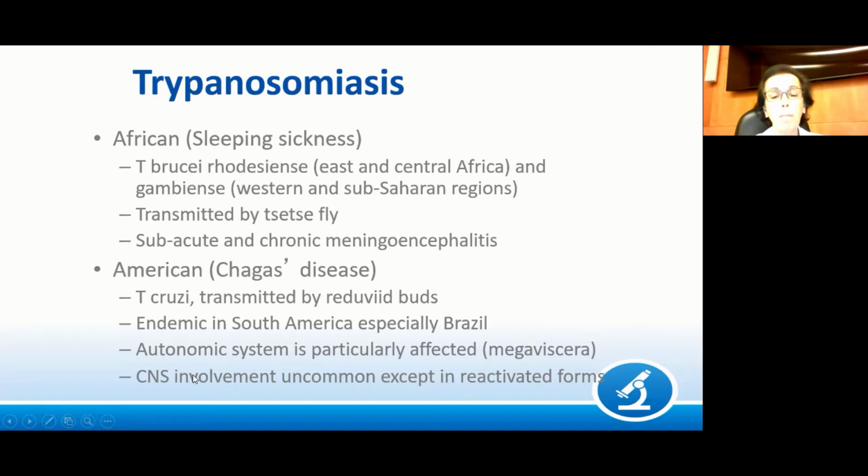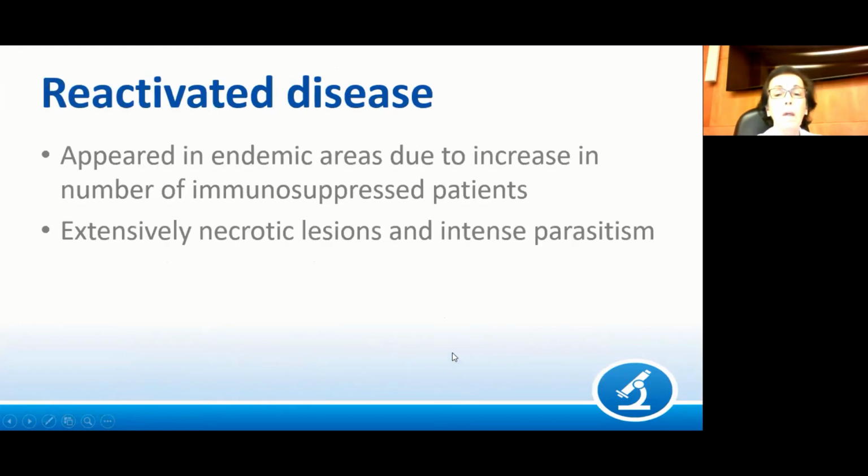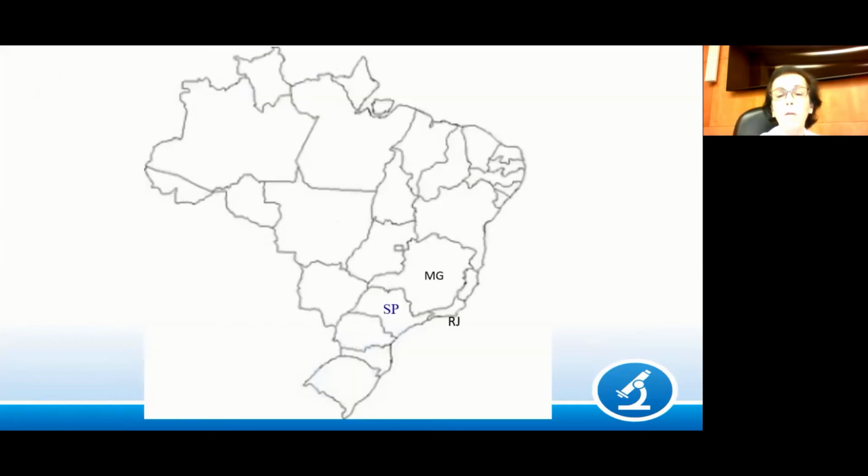But when the patient is immunodeficient, this happened here in 1994. It is an endemic area, and there were lots of patients with AIDS, and it causes an extensive necrotic lesion with intense parasitism. So I was cutting this brain here. And this is the region here. Here I'm here in Rio. I was working here. This is the limit between São Paulo and Minas. So this area is endemic for Chagas.